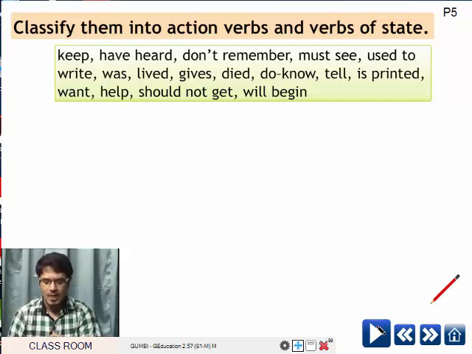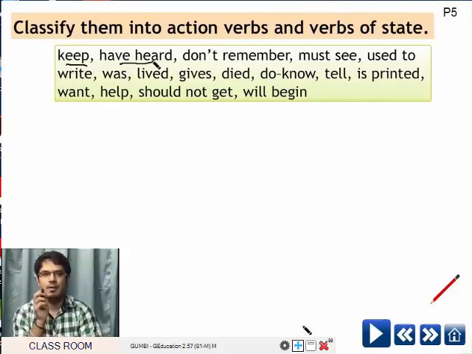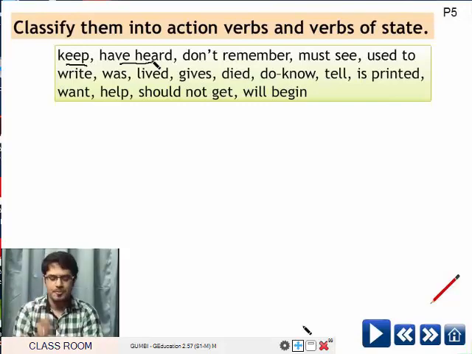Keep. I'll say this in a sentence. I say to some person, Raju, keep those books on the table. So keep is keeping something on the table. And next is have heard. I have heard that you met with an accident yesterday.